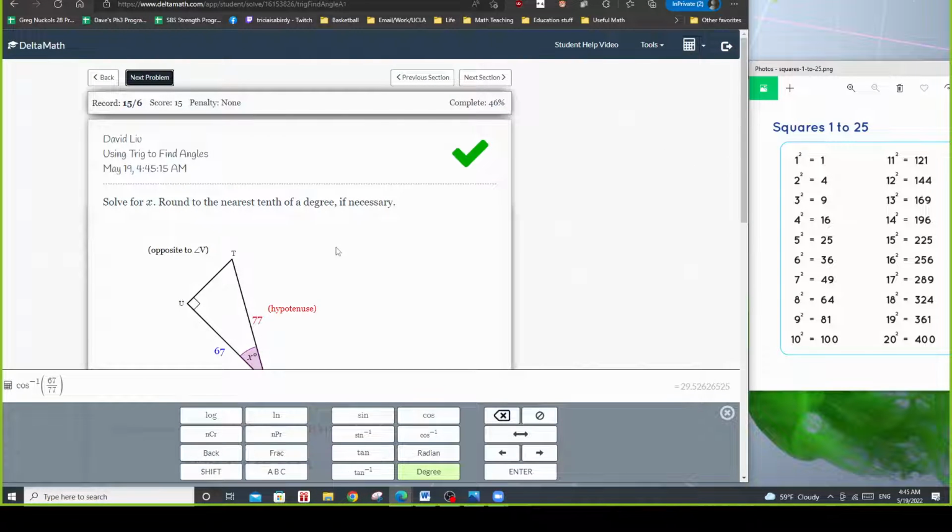So inverse trig is actually a lot easier. You just have to pick the right function and then plug it in, and that's it.